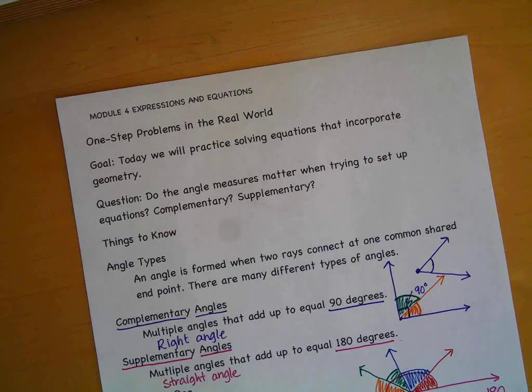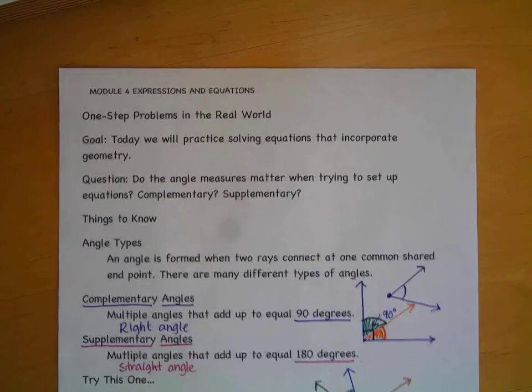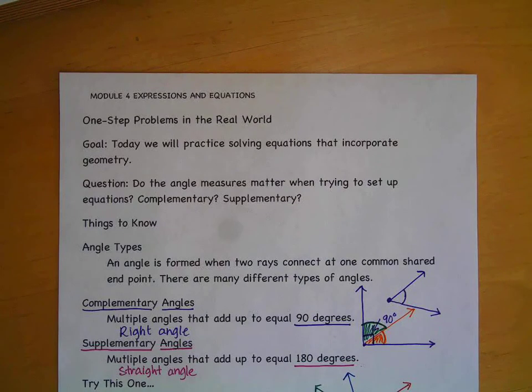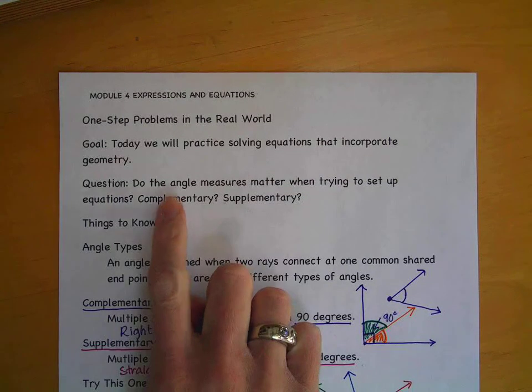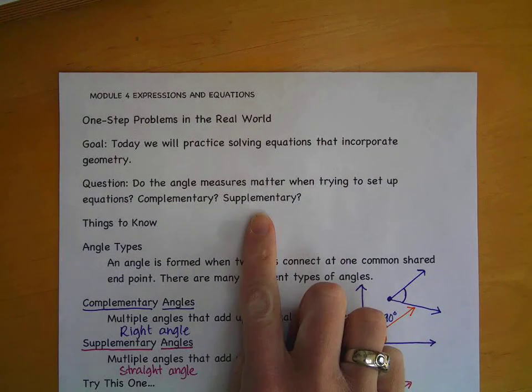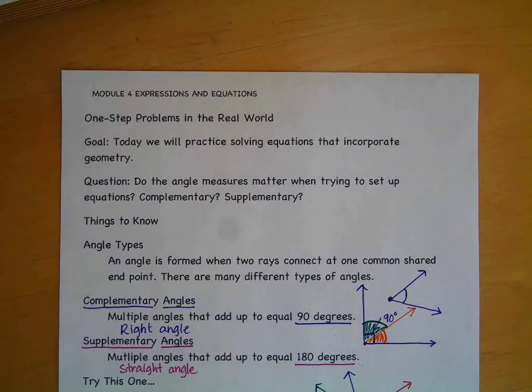Okay? So going back to our goal, today we will practice solving equations that incorporate geometry. Totally did. Had an impromptu little geometry lesson about angles. Do the angle measures matter when trying to set up equations? Absolutely, they matter. You have to remember that complementary is 90, and you have to remember that supplementary is 180. And please do not get them mixed up, because then you will get really confused. So complementary is 90, supplementary is 180, and you have to remember those to set up the equation correctly.